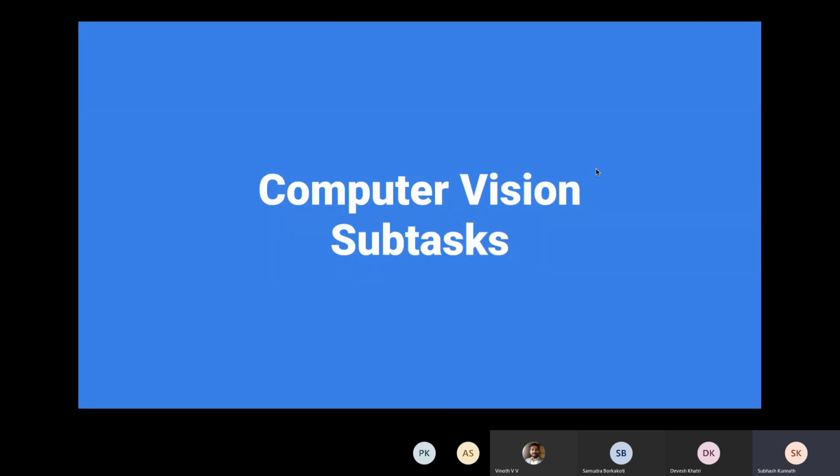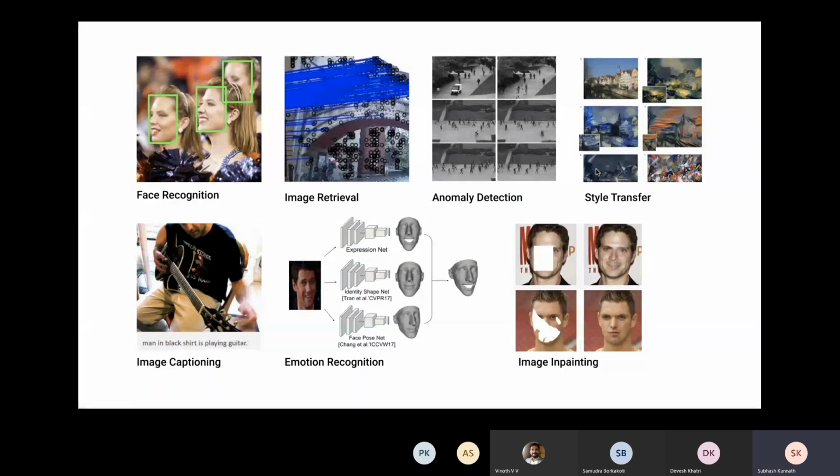And now come the application subtasks in computer vision. There are many more subtasks and applications than are listed here, but let's see the major ones. One is face recognition. Then image retrieval, like in Google image search, where you can search similar images. And anomaly detection, like if someone is running or a crowd gathering is happening, those kinds of anomalies can be detected.